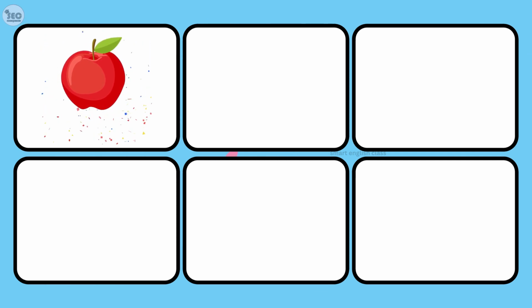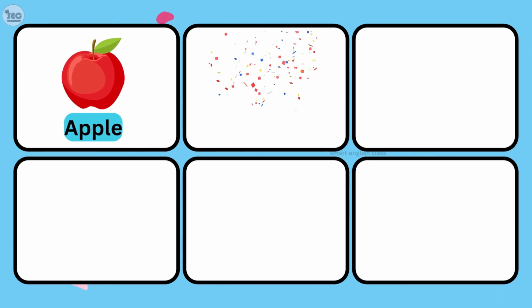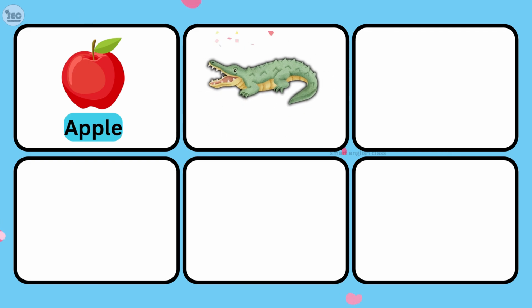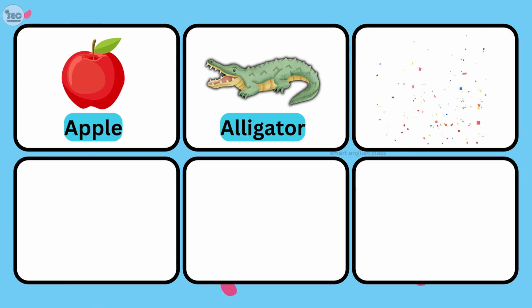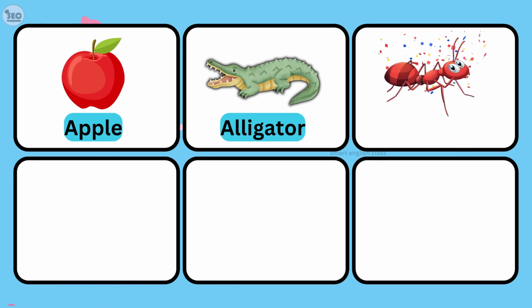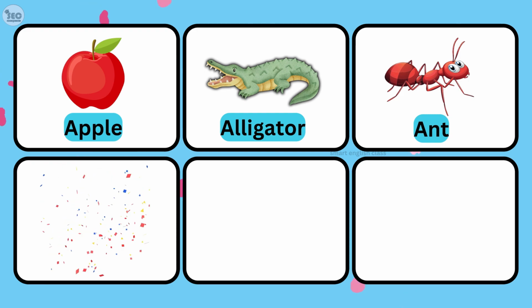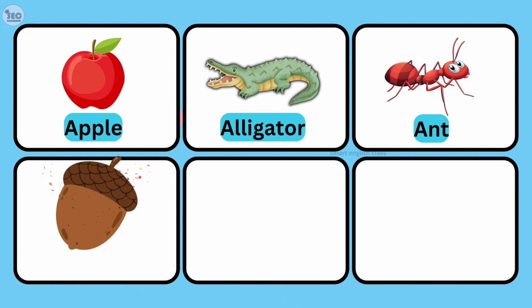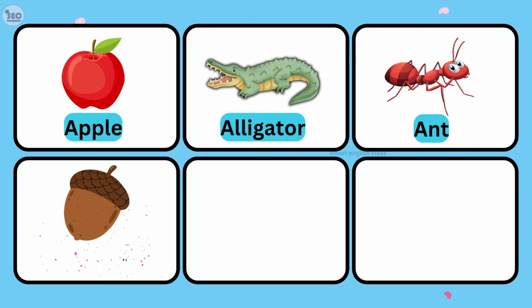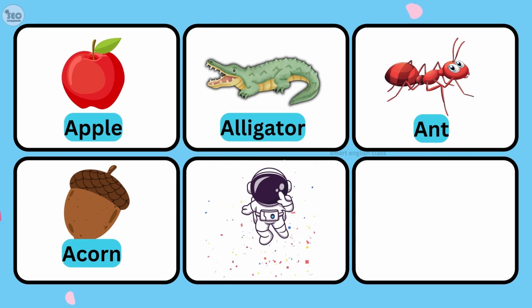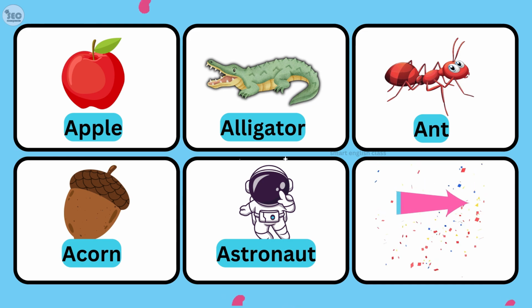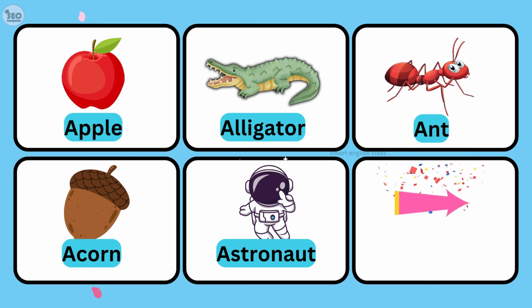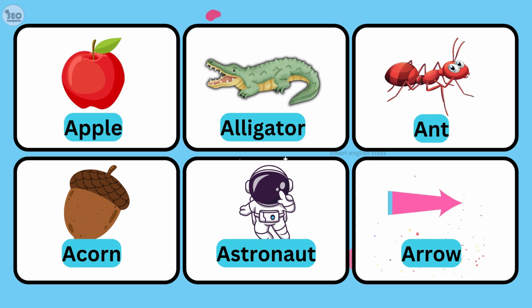A for apple. Apple. A for alligator. Alligator. A for ant. Ant. A for acorn. Acorn. A for astronaut. Astronaut. A for arrow. Arrow.